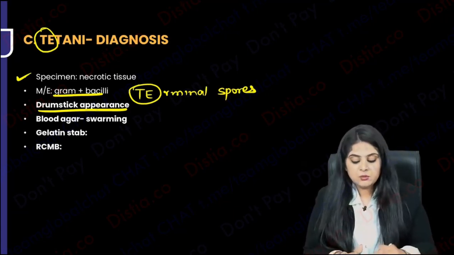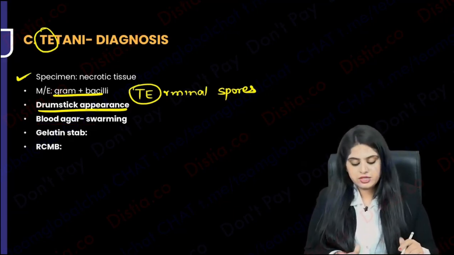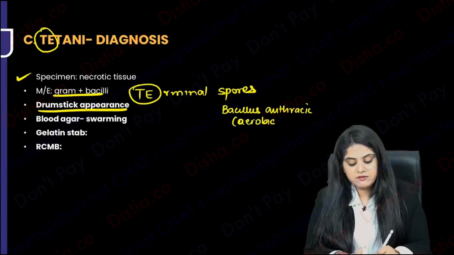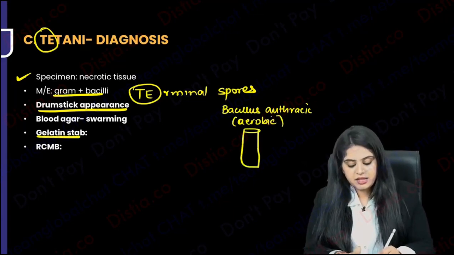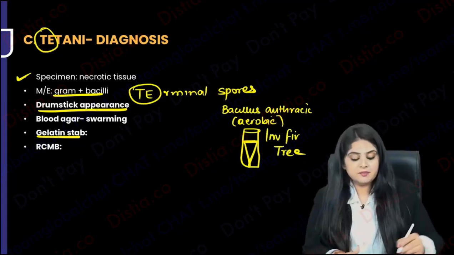Moving on, what does it show on gelatin stab? First, tell me, where did you study gelatin stab? I had studied that in a case of Bacillus anthracis, because I had said that Bacillus anthracis is aerobic. Bacillus anthracis is an aerobic organism. It will work in gelatin maximally on the surface. So in Bacillus anthracis, I was seeing maximum activity here and least activity here. We had seen inverted fir tree appearance because it was aerobic. It was working more on the surface.